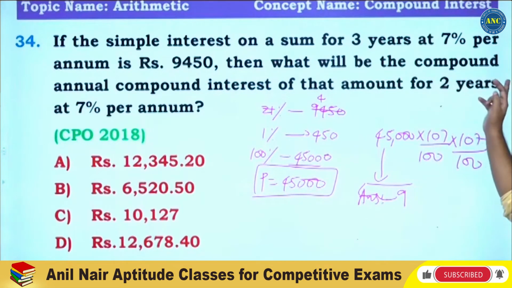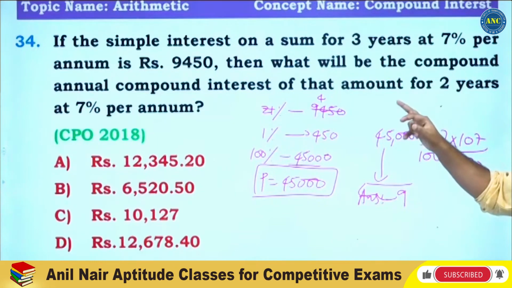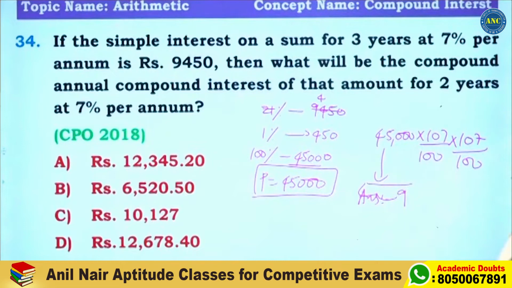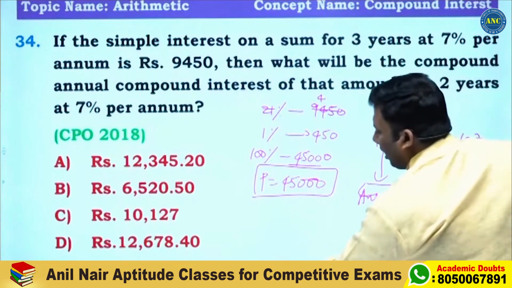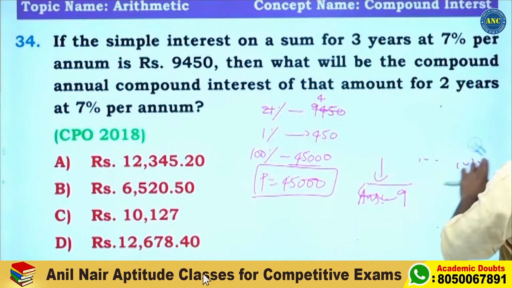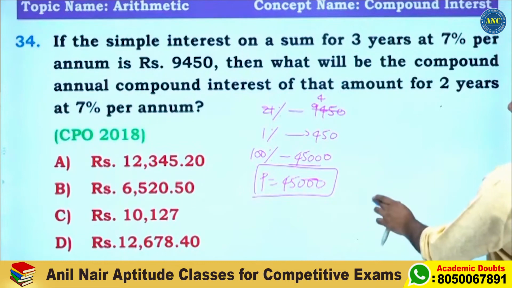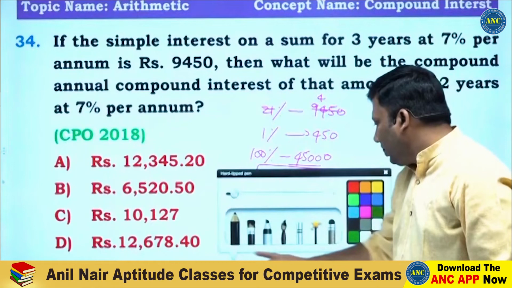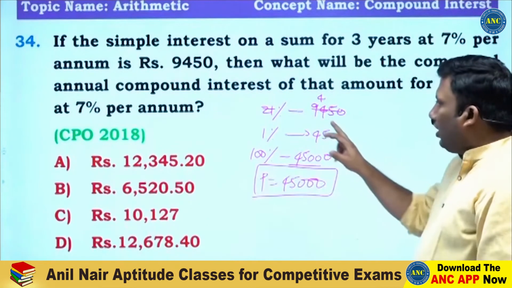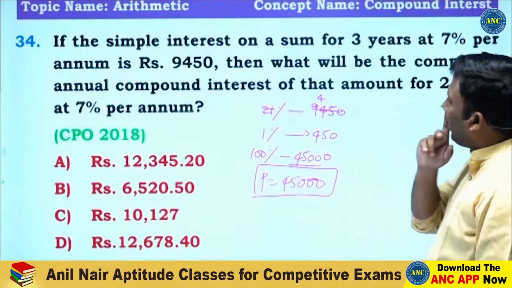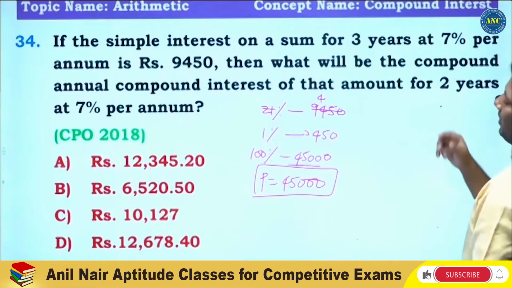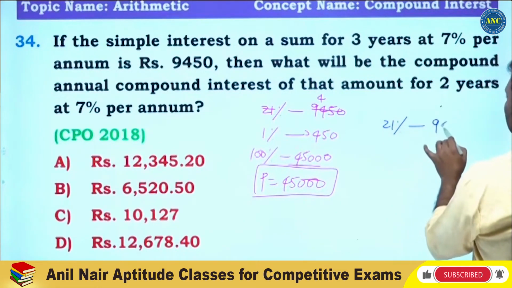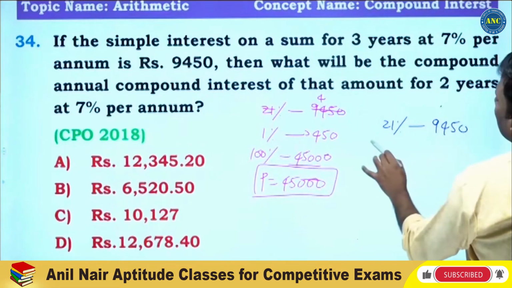What will be the compound interest for 2 years at 7% per annum? Why am I computing the amount? He is asking for compound interest. Let us think very logically. 7% two times is 21%, which is 9450.